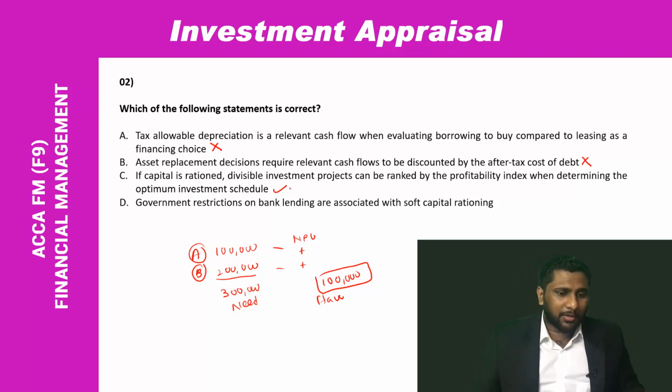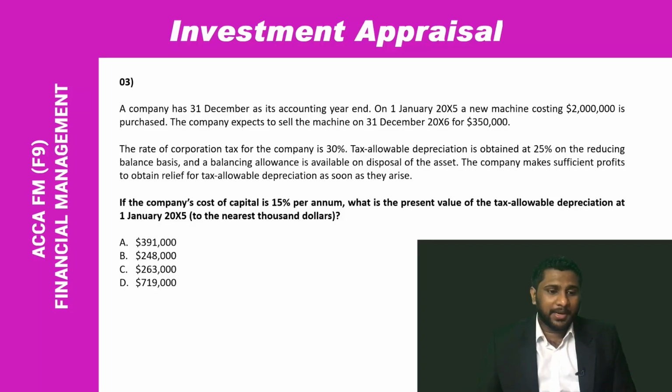So here they are talking about government restriction on bank lending and soft capital rationing, which is not connecting. So that's a wrong statement. So for this particular question, your answer should be what? It should be C.